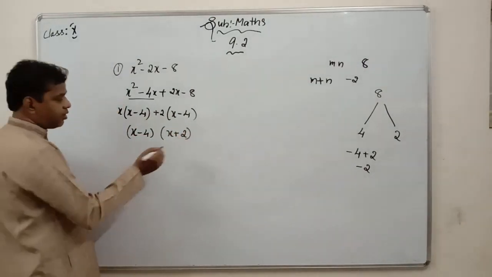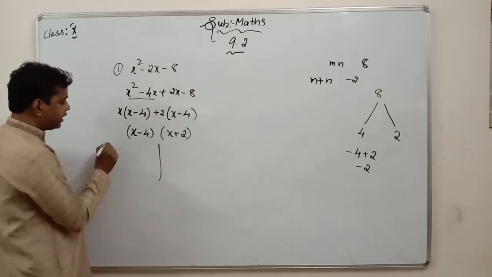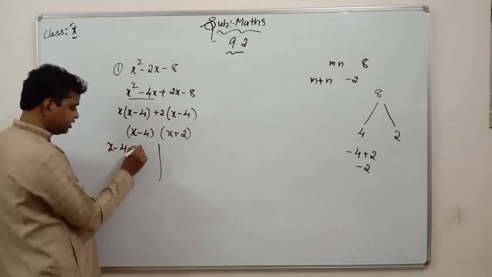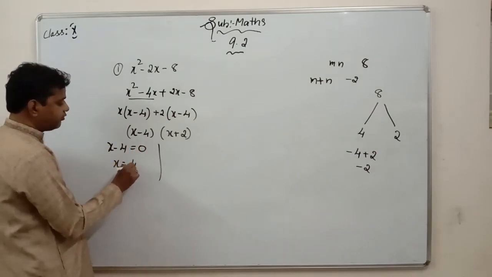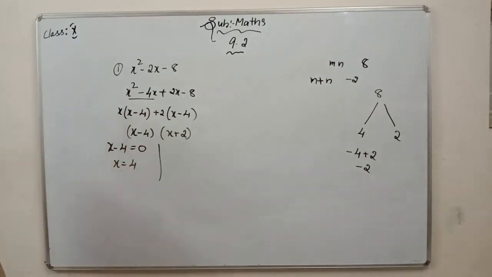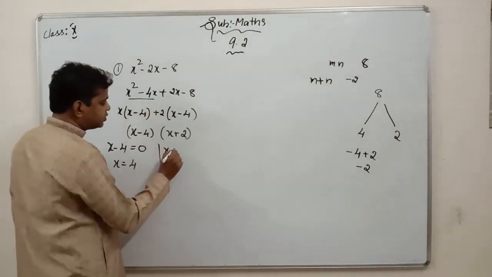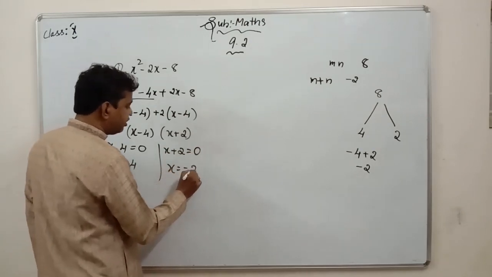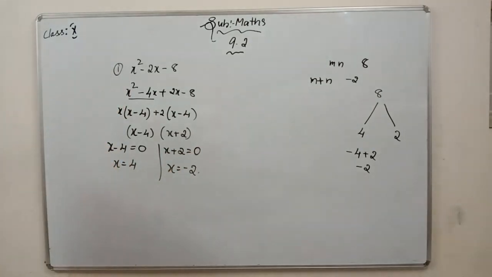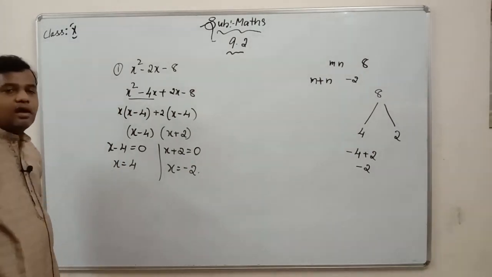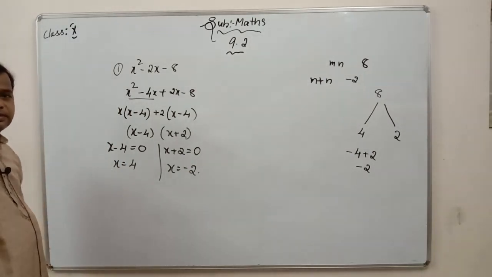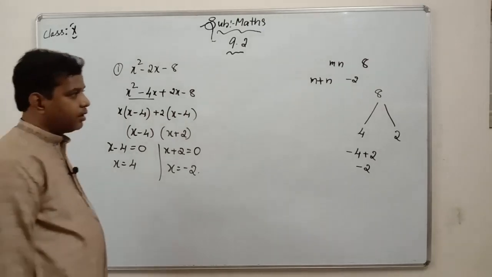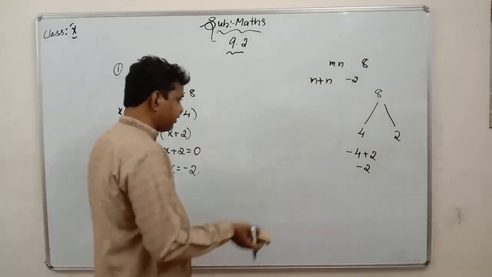If you take the zeros of the polynomial, then you can directly write x minus 4, if it is 0, then x equals to 4. Take minus 4 to RHS, it becomes plus 4. And x plus 2 equals to 0 and x equals to minus 2. See here, what we are getting? The roots, or we can say the zeros of the polynomial. We are getting two values. One value is x equals to 4, another value is x equals to minus 2. Now, how should we write them? Same thing what we did there.